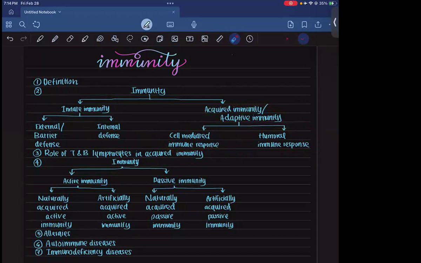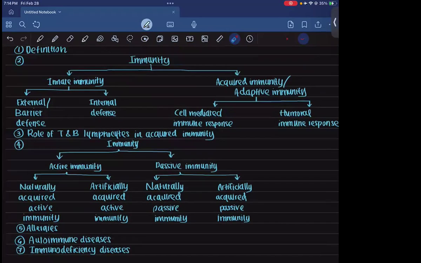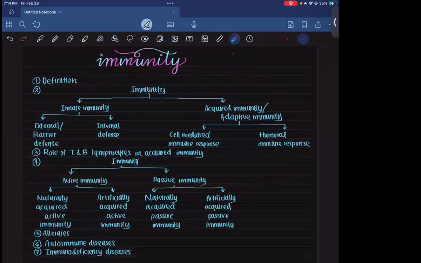And then you will have to learn about the role of T and B lymphocytes in acquired immunity. So you'll be having certain cells called T and B lymphocytes, and they will be functioning in the acquired immunity. You will have to know the process of how they are functioning. Okay, and then you will be having another classification of immunity. So this is basically the immune response that is going to occur inside your body.